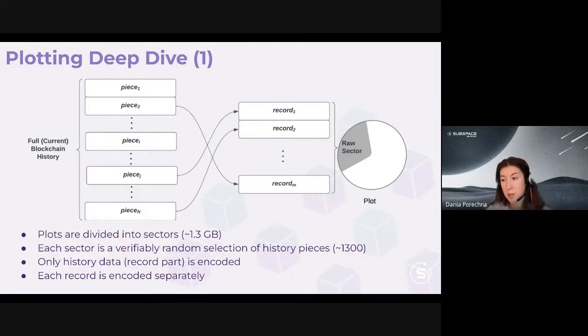The farmer has to save the current history size because it will determine the point in the future when the sector will need to be updated with newer pieces, and I'll be describing this mechanism later. After the farmer has collected all of the pieces or downloaded them from the DSN for the sector, they create the encoded replica. The encoded replica will contain only the history data, so the record part of the piece, and the commitment and the witness that are also included in the piece are going to be saved separately, and we'll need them for farming.